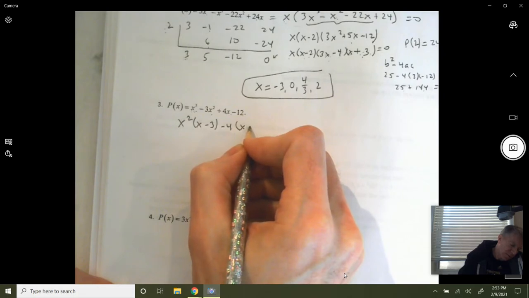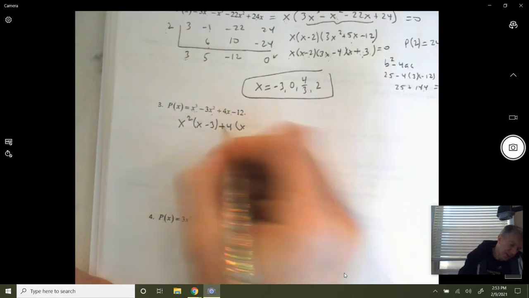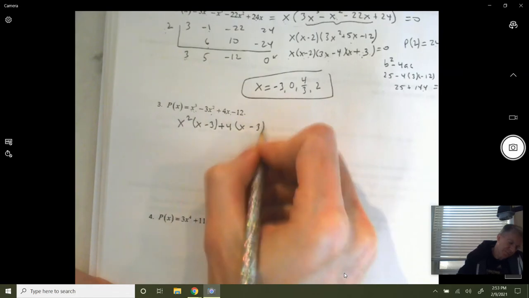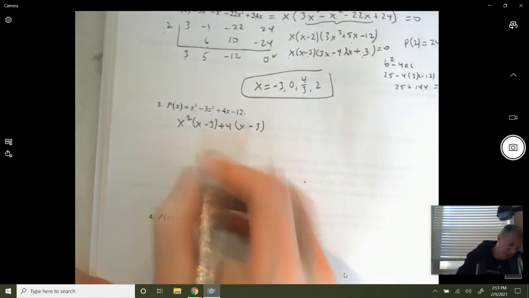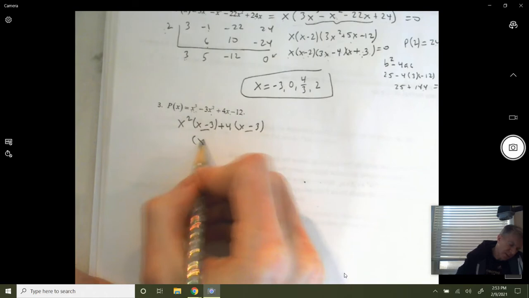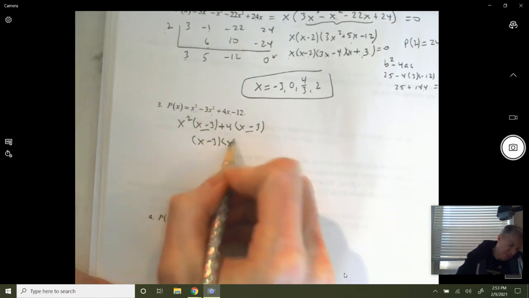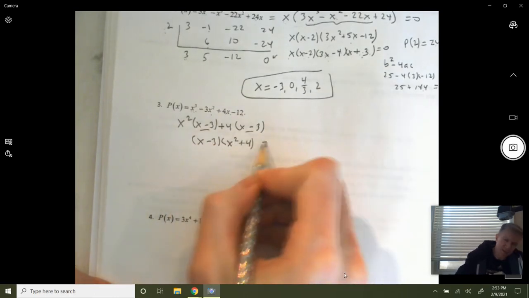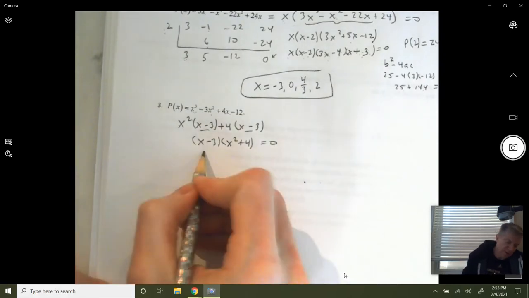Does that work? Oh, how about a +4? And we get x minus 3. Okay. And we've got x minus 3 as our common factor, x minus 3, and x squared plus 4. Well, isn't that nice? So one of our solutions is 3.